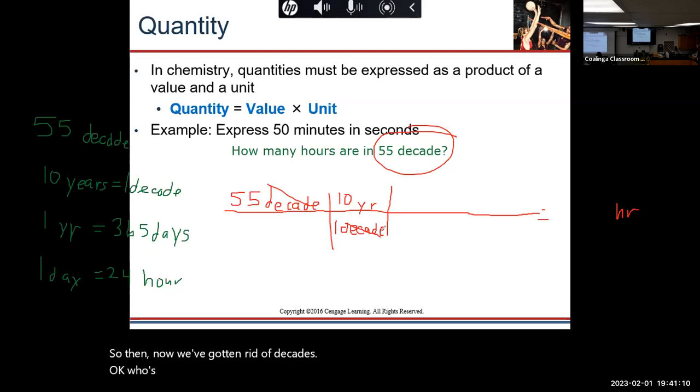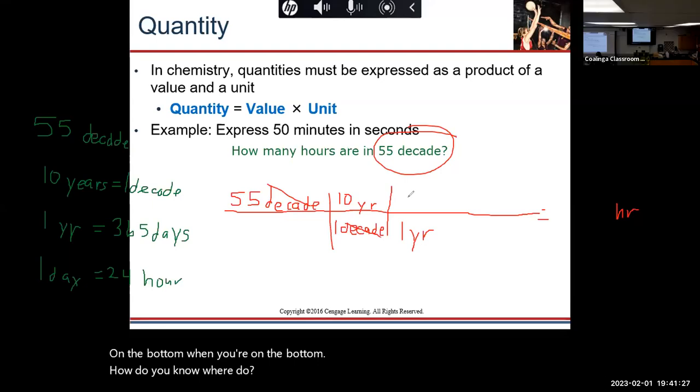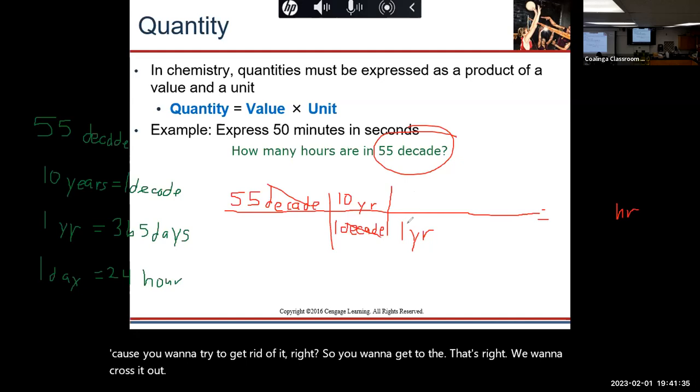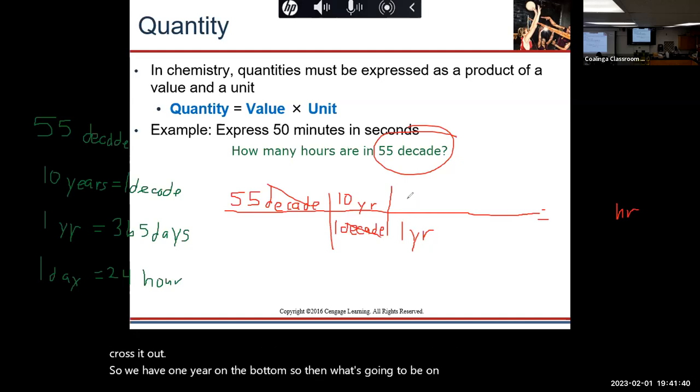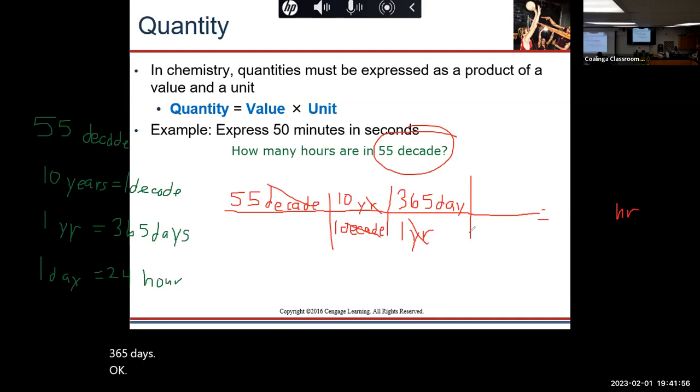Okay, who's next? One year on the bottom. How do you know when to go top or bottom? Because you want to try to get rid of it, right? So you want to cross it out. That's right. We want to cross it out. So we have 1 year on the bottom. So then what's going to be on top? 365 days. Okay. And the last one. One day on the bottom, 24 hours on top.